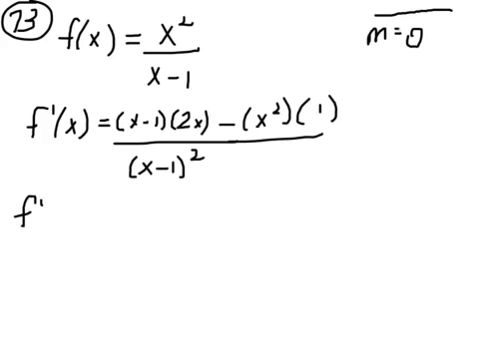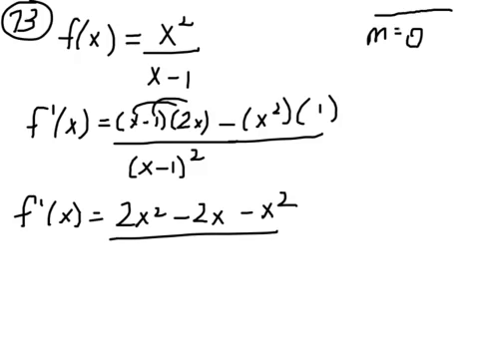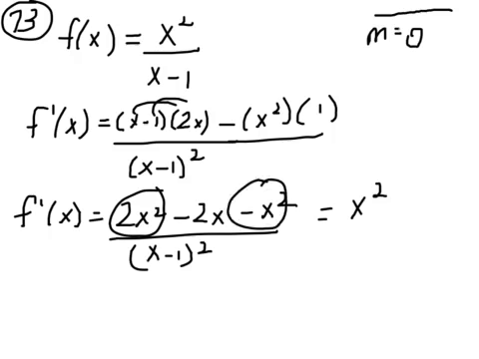So f prime of x is equal to, I've got to simplify there on the top, 2x times x is 2x squared. 2x times negative 1 is minus 2x. And then minus x squared, all over x minus 1 squared. Now if I simplify that, 2x squared minus x squared leaves me with just x squared. So these two combine to just be x squared. And then I've got minus 2x over x minus 1 squared.